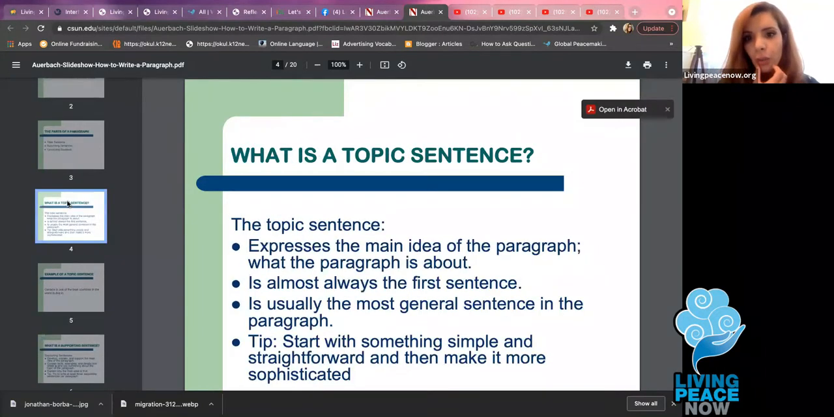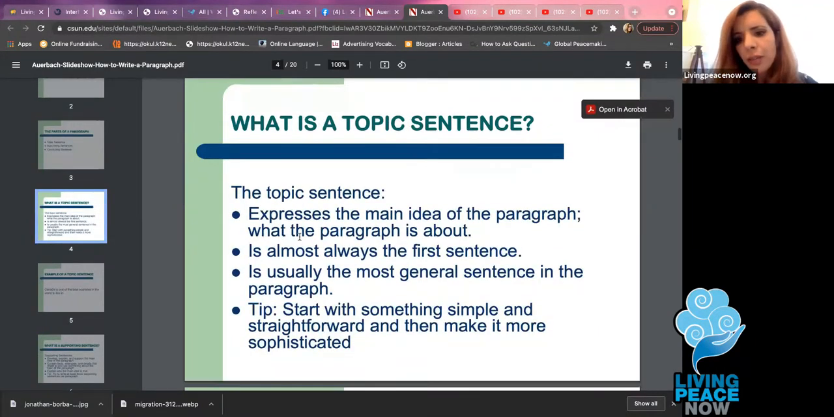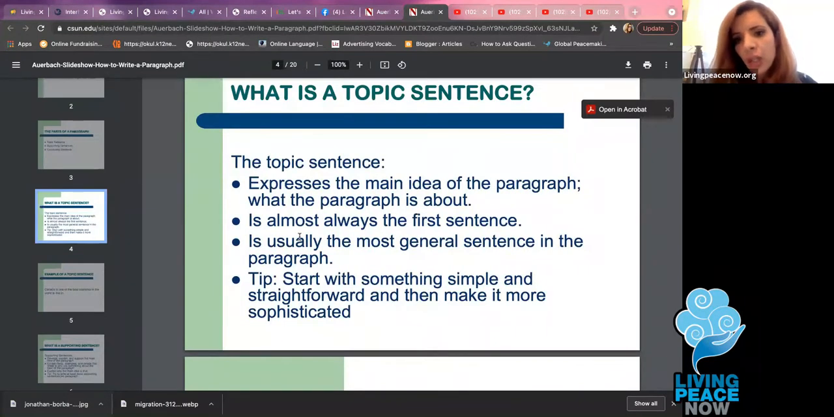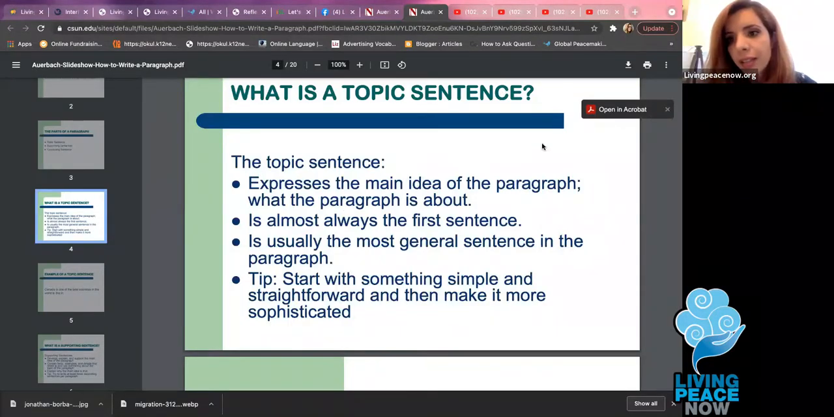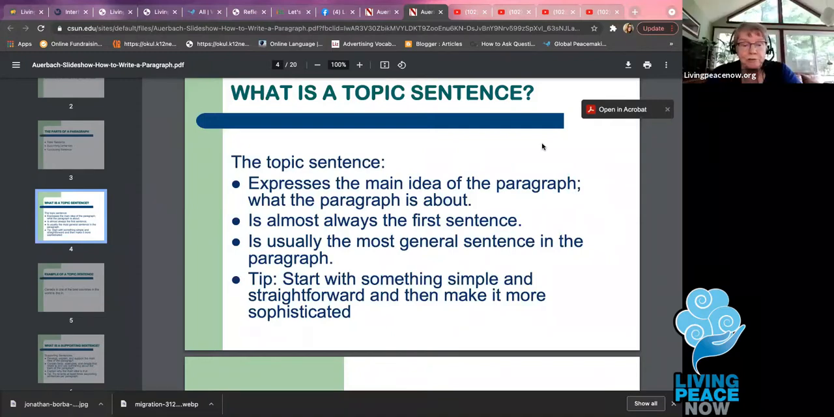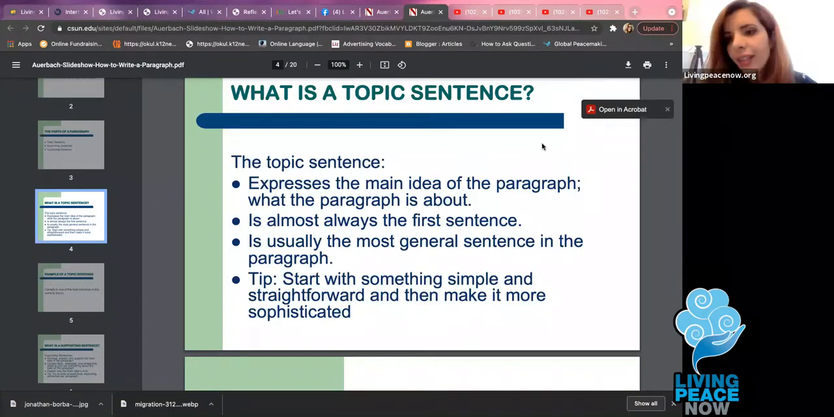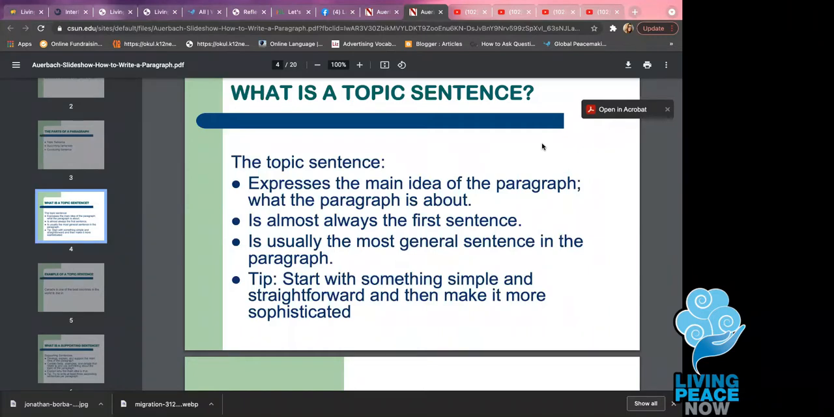Next slide is going to speak about the topic sentence. I think the topic sentence is something that everyone knows about. So who would like to go and read what a topic sentence expresses? We have a hand raised. Nagarjuna now has a hand raised too. Okay, go ahead. What is a topic sentence?